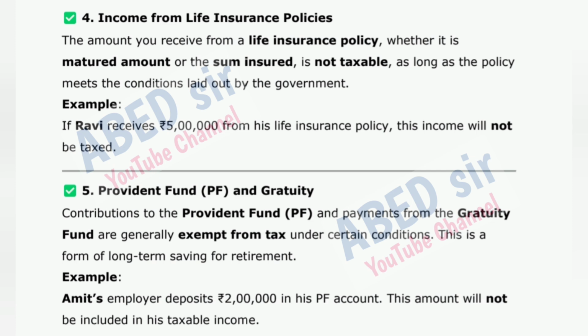5. Provident Fund, PF, and gratuity. Contributions to the Provident Fund, PF, and payments from the gratuity fund are generally exempt from tax under certain conditions. This is a form of long-term saving for retirement. Example: Amit's employer deposits 2 lakhs rupees in his PF account. This amount will not be included in his taxable income.